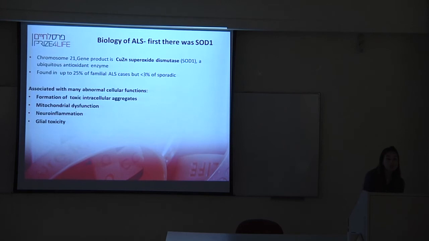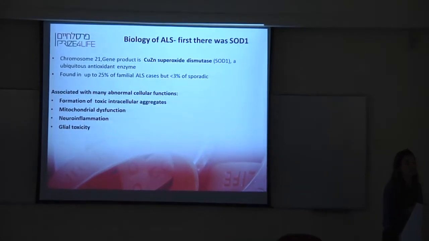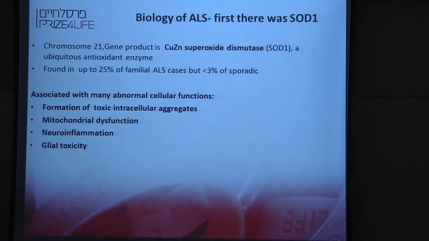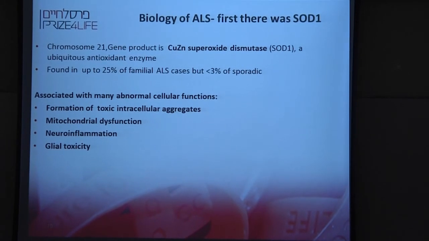So the first mutation was identified in the early 90s. It's a mutation in a gene for a protein called SOD1, superoxide dismutase 1. It's a gene on chromosome 21, and it's involved in various antioxidant activities. It's not very common in ALS. You see it in some of the familial cases, and you hardly ever see it in the sporadic patients. But the reason it was found first is that it's a very, very lethal mutation.